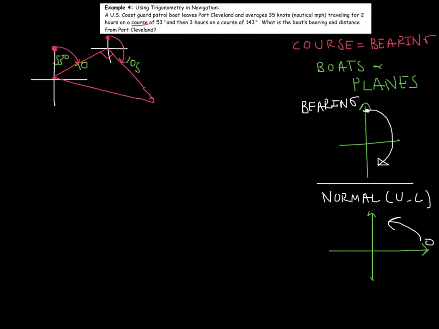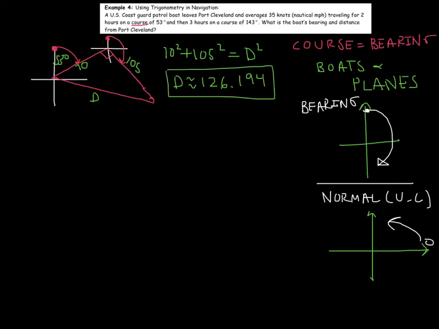Now you can see this is a right triangle, so you can do the Pythagorean theorem. When you do the Pythagorean theorem to get the distance, you will do 70 squared plus 105 squared equals d squared, and when you end up doing that, you will get a distance of 126.194. So getting the distance away is pretty simple.